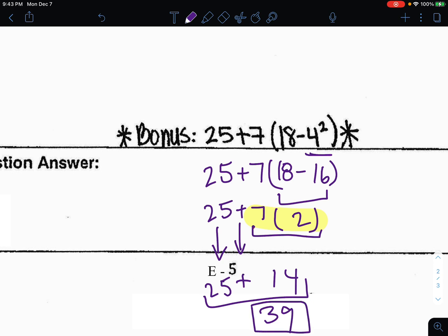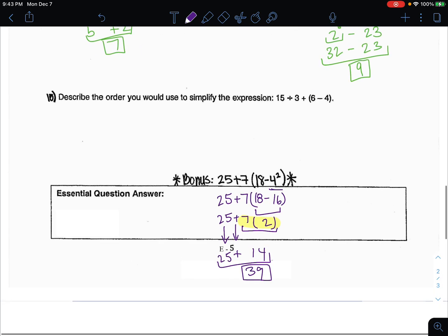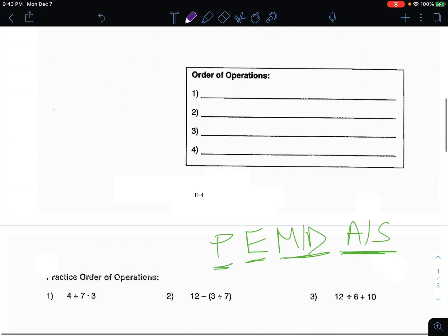So yeah, that's a tricky one. When you have parentheses next to a number, that is multiplication. But now you know, just in case you didn't know. But go ahead and try the rest on your own.